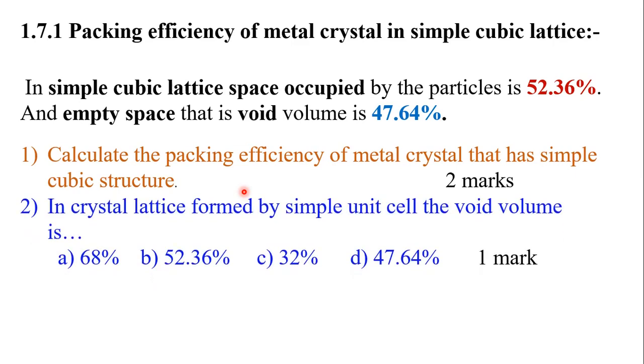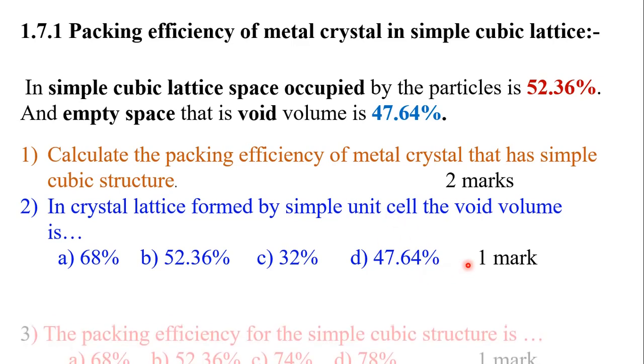An MCQ can also be asked on this like this. In crystal lattice formed by simple unit cell, the void volume is dashed. Now you know how much voids are there. The space occupied by the particle is 52.36. 100 minus 52.36 is equal to 47.64. That is the void volume. So in crystal lattice formed by simple unit cell, the void volume is how much? Which is the correct answer? 47.64%. Such a type of question can be asked for 1 mark.